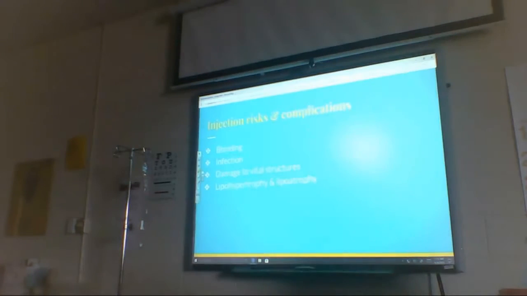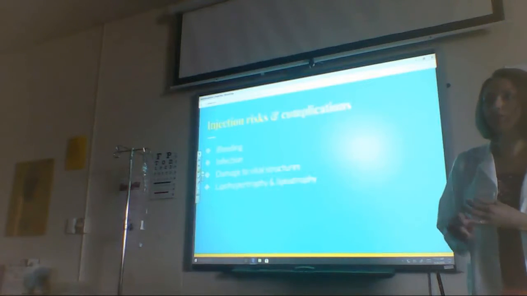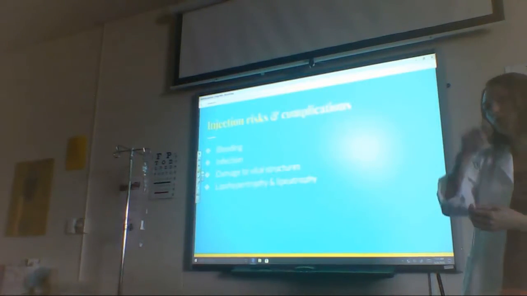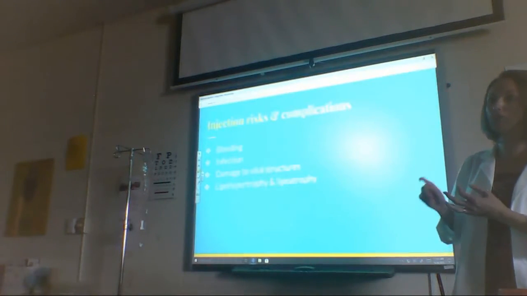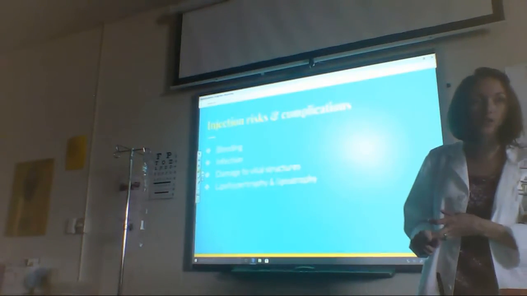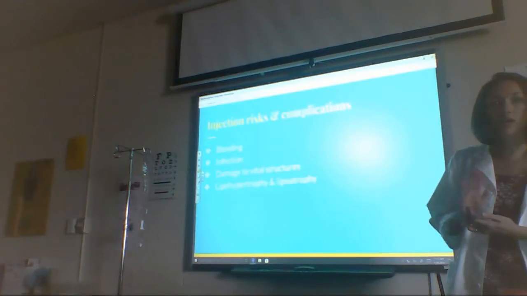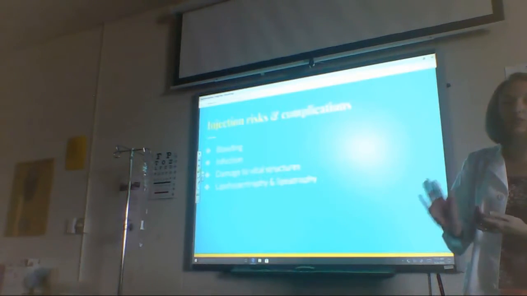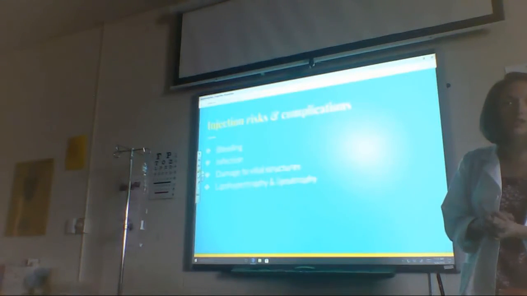Okay. Alright, so injection risks and complications. Of course, bleeding at the site, infection. So that's one reason why you survey the skin first. You want to make sure that there's no rashes, there's no lesions, there's no skin abscesses in the area that you're going to perform your injection, number one. And then you want to be sure that you're going to clean the area with alcohol. You're going to allow it to dry on its own. You're not going to fan it so it'll dry. You're going to let it do its work. And then you're going to do your injection using aseptic technique.